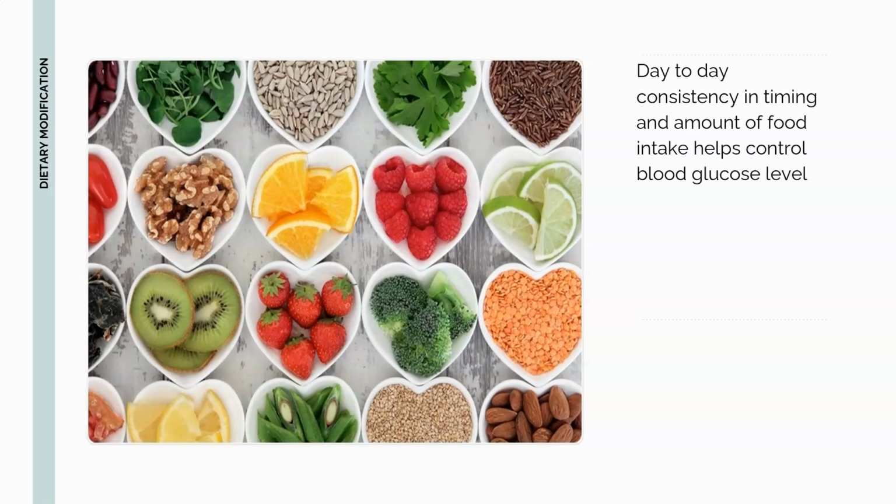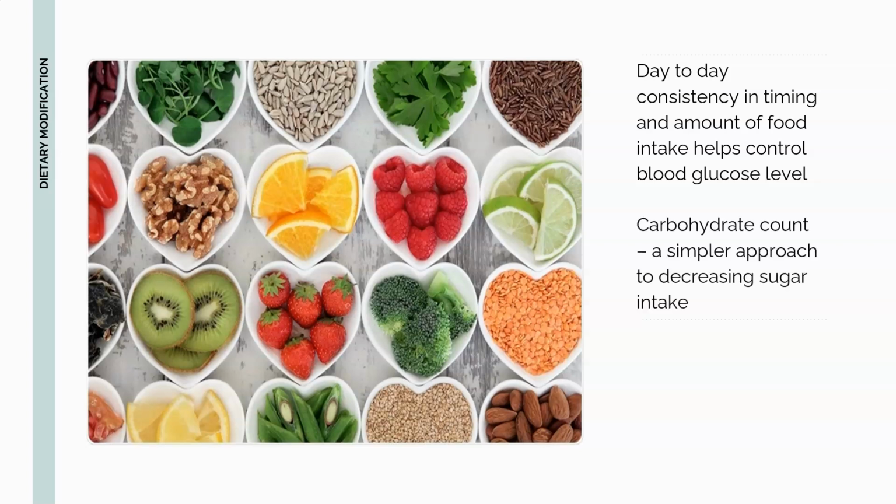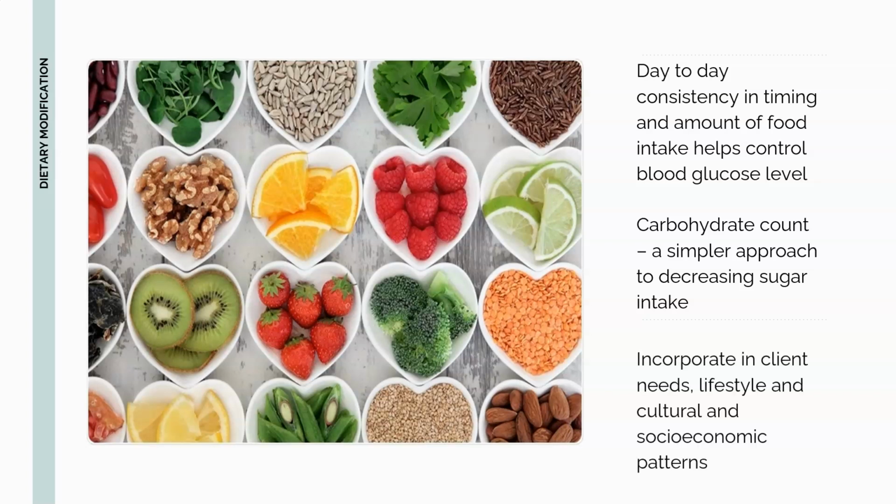So, this is, by the way, your dietary modifications. Day-to-day consistency in timing and amount of food, most especially that you need to decrease your carbohydrate intake. Okay, yung mga fruits natin, dapat yung protein, mga nuts, ayan o. Kita ko yung mga sunflower seeds, kung ano pa yung mga almonds. Yan yung type of foods that can be given to our patient. Again, your amount of food intake will actually help control your blood glucose level. Carbohydrate count, yes, they have your carbohydrate or calorie count. It's a simpler approach to decreasing your sugar level. Incorporation of your dietary or your lifestyle changes.